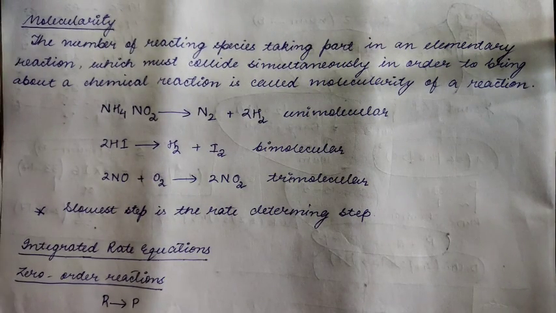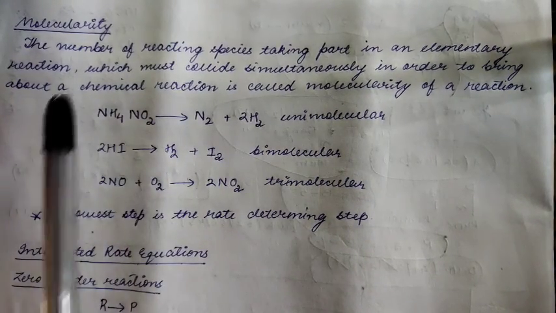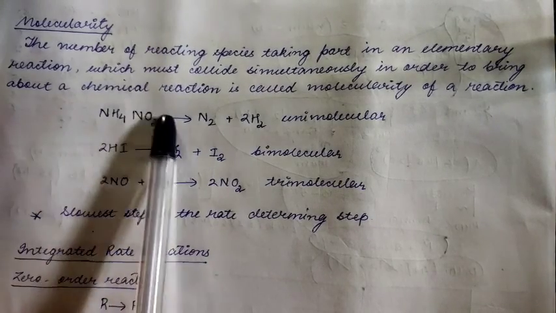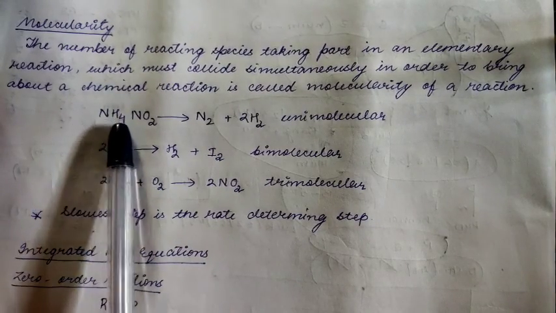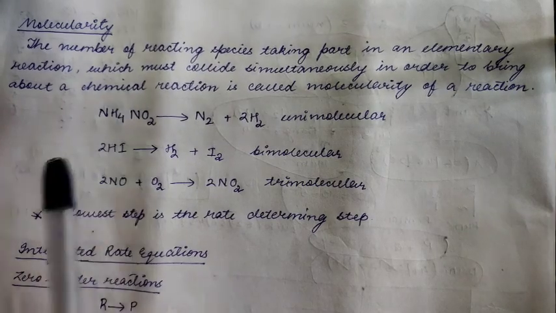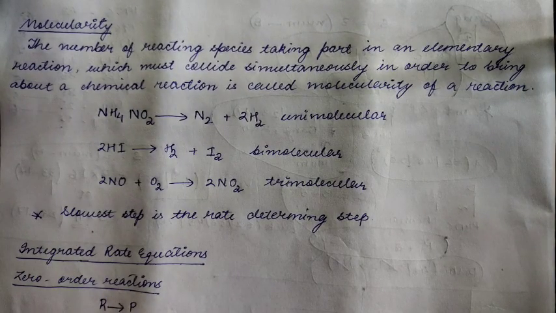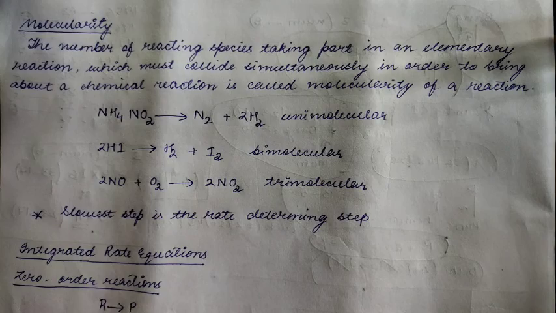Welcome to the class. Today we will start with molecularity. Basically, molecularity means the number of molecules involved in the reaction, the number of reactants. Now, molecularity can be of many types: unimolecular, bimolecular, trimolecular.